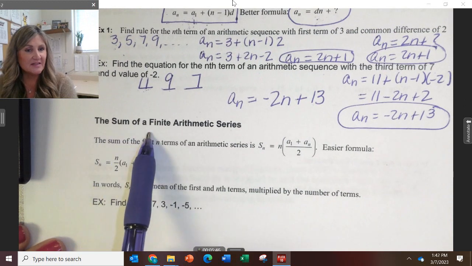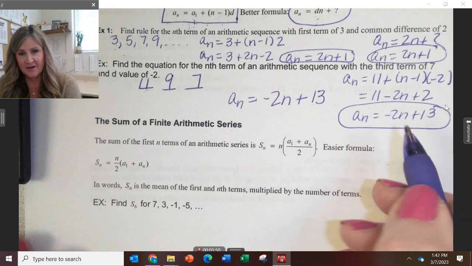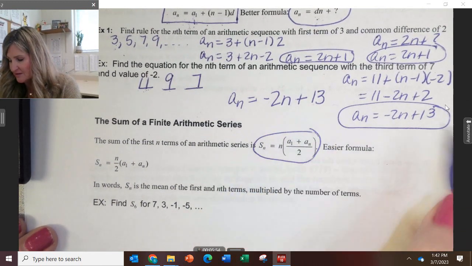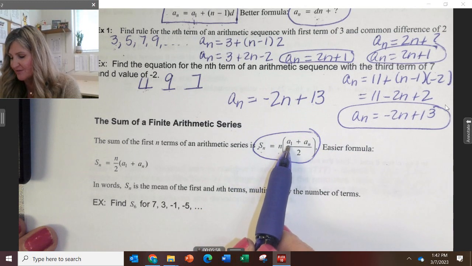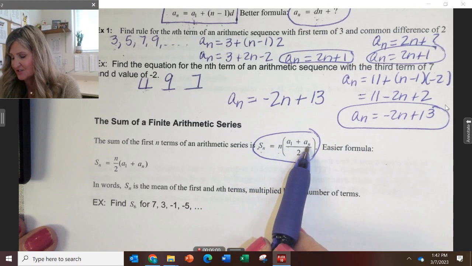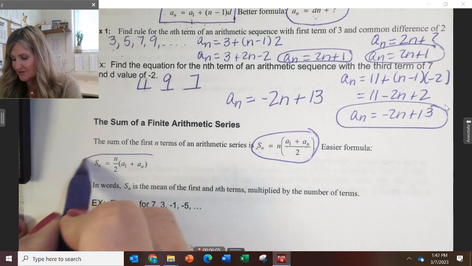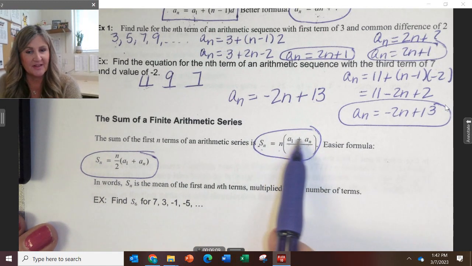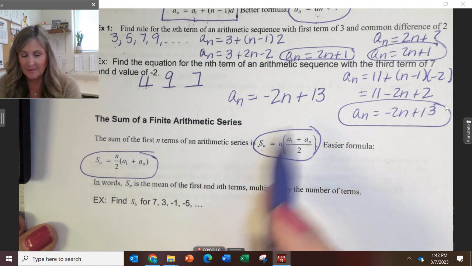Now, finding the sum of a finite arithmetic series. Here again, we have two formulas. This formula says we're going to have the number of terms, and then we have the first term plus the last term divided by 2. I personally prefer this form of it, where instead of putting the 2 under this, I put the 2 under the n. You can have the 2 either place. I like this one, and I'll show you why.